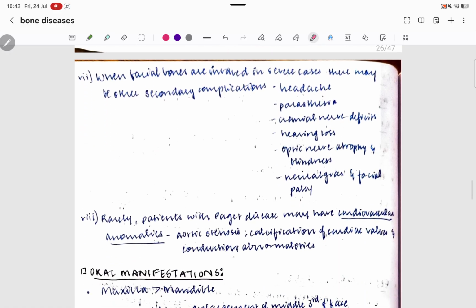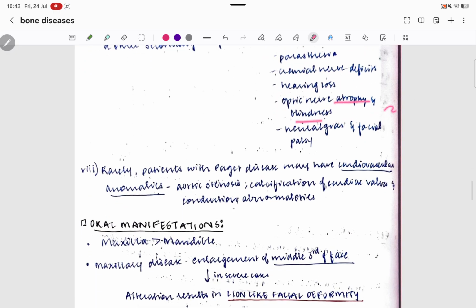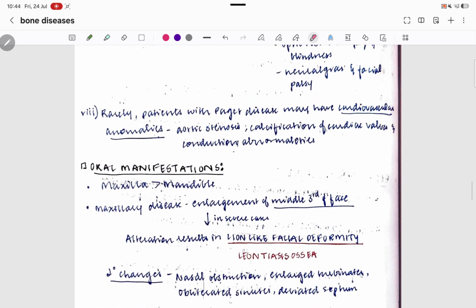Facial bone involvement in severe cases may lead to secondary complications such as headache, paresthesia, nerve involvement, hearing loss, optic nerve atrophy, blindness, neuralgia, facial palsy. Rarely, patients with Paget's disease may have cardiovascular anomalies, aortic stenosis, calcification of cardiovascular valves, and conduction abnormalities.